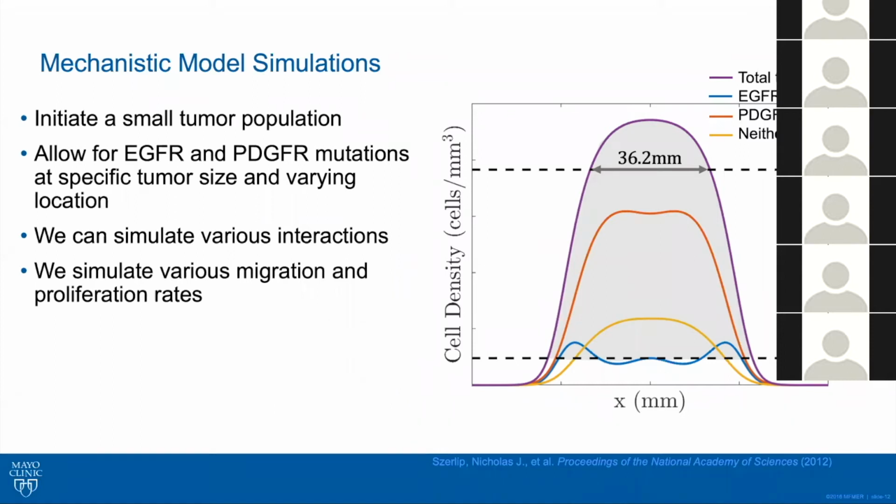We can simulate various interactions, various values of that alpha term. We can simulate various migration and proliferation rates, which is a lot, again, what John Nardini spoke to of the fast, the slow, the diffuse, and the nodular examples. And we can allow for the EGFR mutations and PDGFR mutations to occur at different tumor sizes and various locations. What we did in the model is we didn't choose those locations. We allowed the logistic growth to act as weights for where those mutations might occur. And traditionally, mutations occur during proliferation. So the regions that are proliferating more are more likely to be the location where those mutations occur.